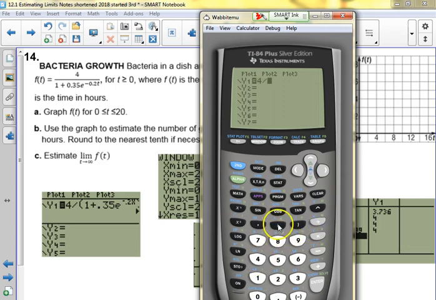4 divided by the quantity 1 plus 0.35 E, which is second ln, negative 0.2 x, all in the exponent. Okay. And it says graph for 0 to 20. So if I go in and set my x window for 0 to 20, and what are we talking about here? Number of bacteria in a dish?